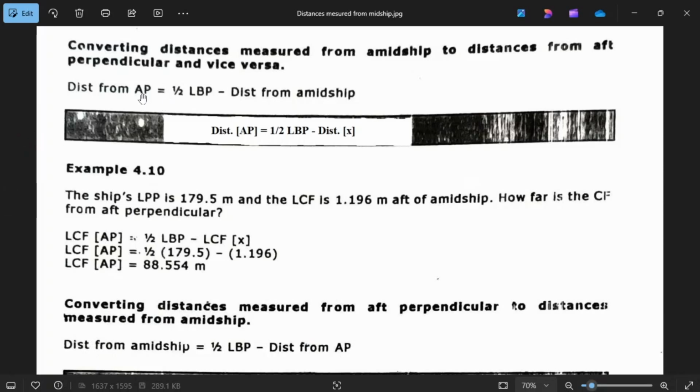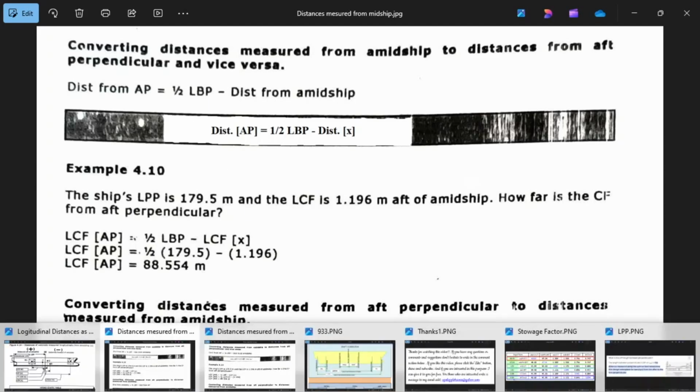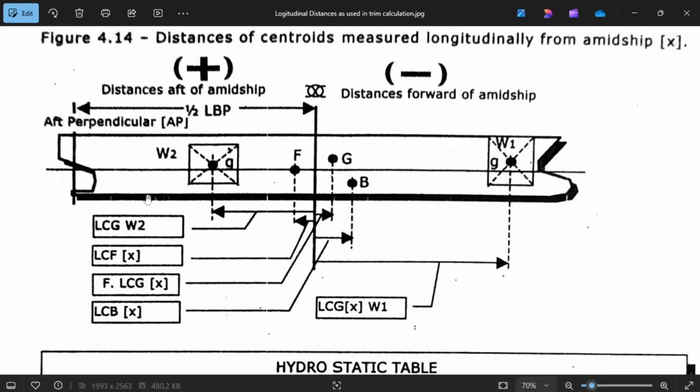So the distance from the aft perpendicular equals 1/2 LBP, meaning this one, 1/2 LBP. This is from the aft perpendicular going to amidship, that will be your half LBP. If you add the forward half LBP, another 1/2, that will be the full LBP. So 1/2 plus 1/2 will be the full LBP.